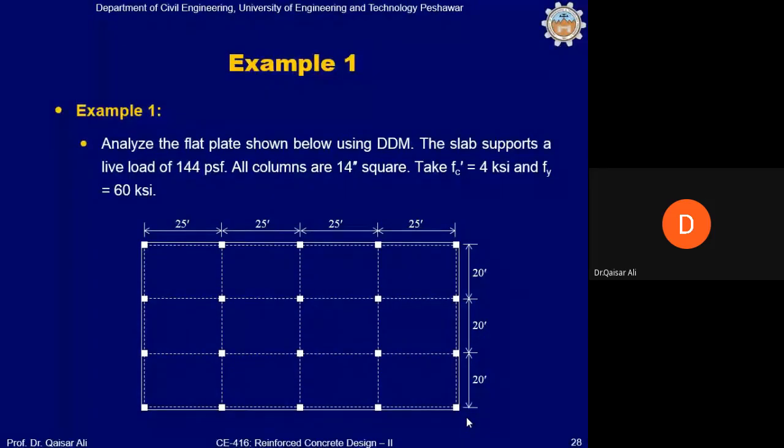Unlike many other examples, here the live load is 144 pound per square foot. And this is because the example statement is being taken from the Nelson book, where the load is 144 pound per square foot. Otherwise, in most of the cases, the live load will be less than 100 pound per square foot, or even less than 70 pound per square foot in most of the buildings, except where there is a warehouse or heavy machinery is to be kept in the building.